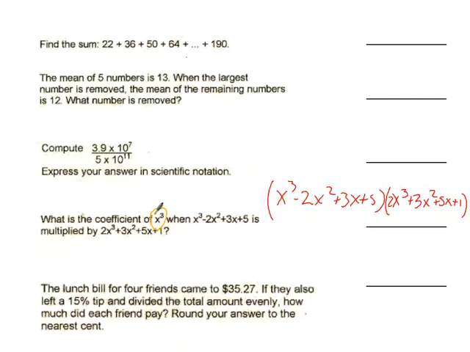Well, how can I get x to the 3rd? Well, if I multiply x to the 3rd times x to the 3rd, I get x to the 6th. That's not what I want. But if I multiply x to the 3rd times 1, I will get an x to the 3rd, right?